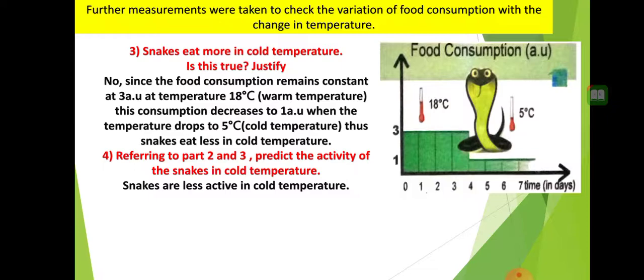Here we have further measurements taken to check the variation of the food consumption with the change in temperature. As you see in this document, we have the food consumption with respect to time. When the temperature was 18 degrees Celsius, in warm temperature, the consumption of food was 3 AU, arbitrary units. It decreased to 1 when the temperature drops to 5 degrees Celsius.